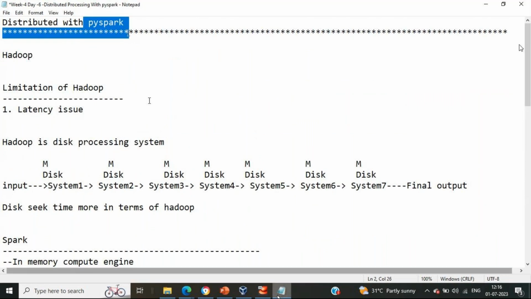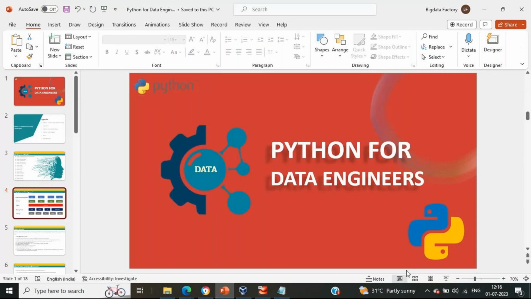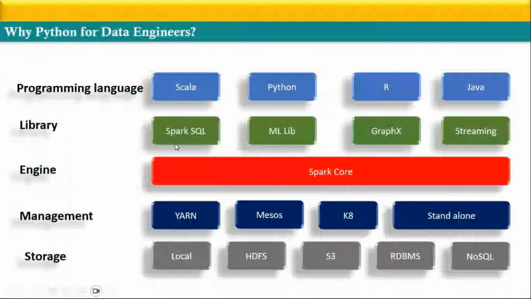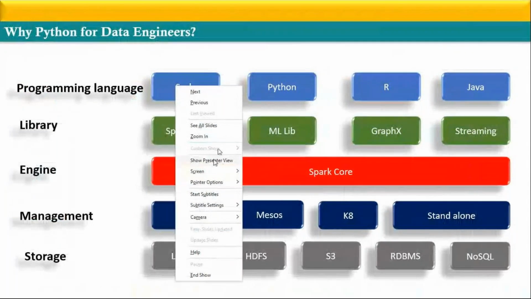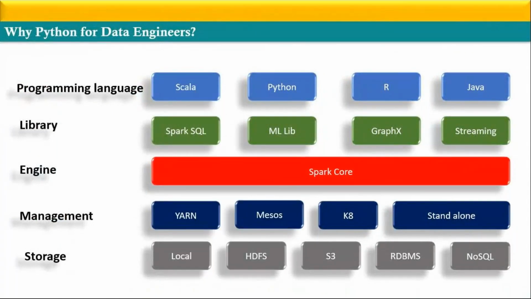But Spark, just have a look at this particular diagram. Spark can have different storage, as I have mentioned. Local can be the storage for Spark, HDFS, S3, RDBMS, NoSQL database, whatever. You can use Spark once the data is stored in these locations. With respect to cluster management, you can have Yarn, Mesos, Kubernetes, or Spark standalone.